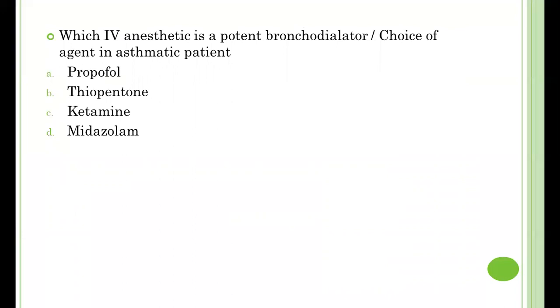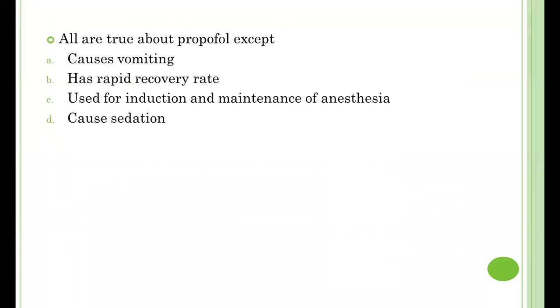Which IV anesthetic is a potent bronchodilator and choice of agent in asthmatic patient? Options are propofol, thiopentone, ketamine, and midazolam. So the correct answer is option C, ketamine. Moving to the next question.